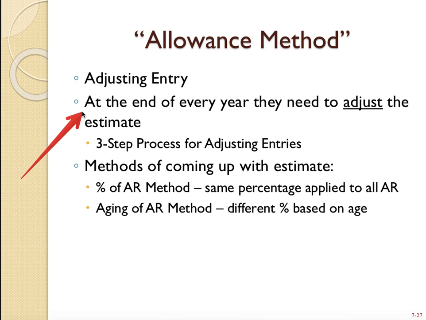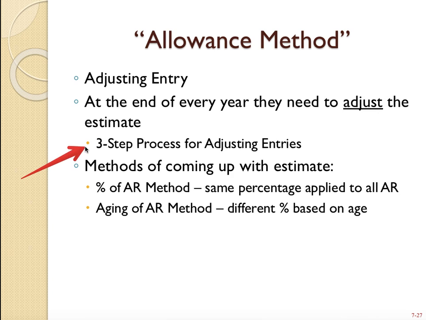If the economy is really bad and they know that a lot of their customers might be going out of business or having a tough time, then they might make it bigger, like 4% or 5%. So that allowance for doubtful accounts is going to adjust or change every year. And we're going to talk about that adjusting entry in class, okay?